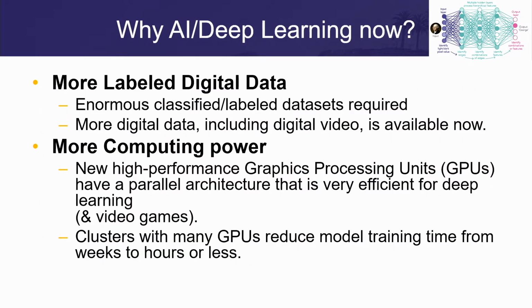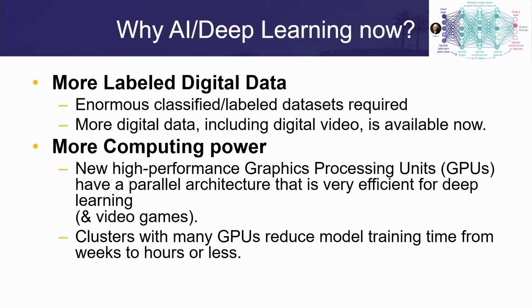So why is AI and deep learning taking off now? I think there are two trends. One, we have much more available labeled digital data. Enormous classified and labeled data sets are required. So you can't just have a million colonoscopies. They have to be specifically labeled for the ones that have polyps and which frames have polyps. And there's much more digital data, including digital video, available now.